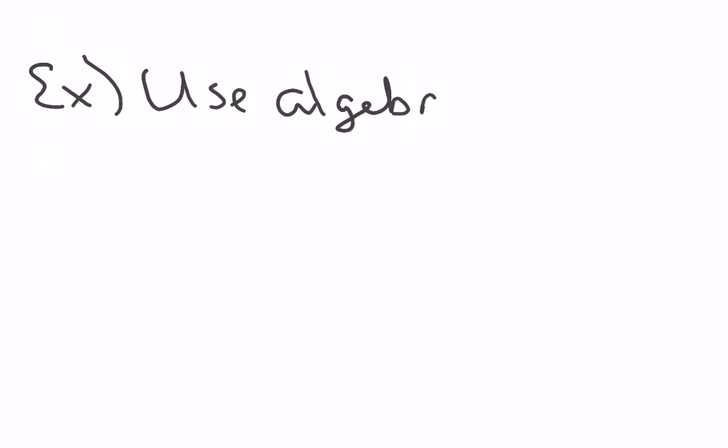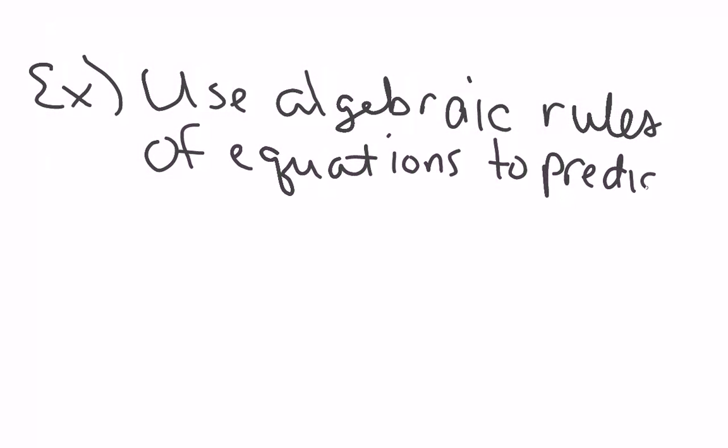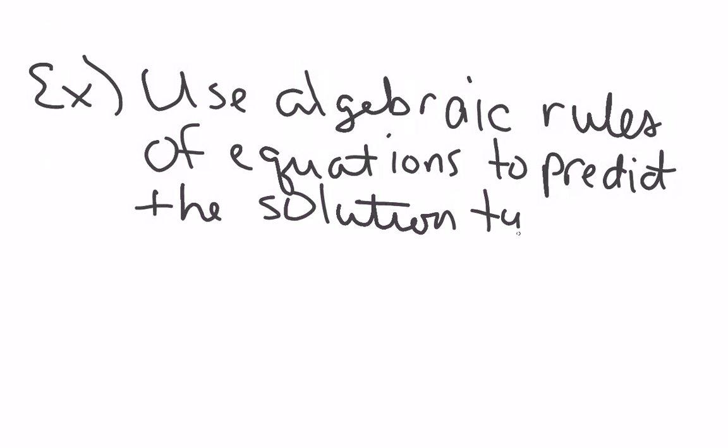And last example. This one, we're going to use algebraic rules of equations to predict the solution type. So we don't always want to have to graph them. We want to be able to tell without graphing what type of solution we are going to have. So here is our system that we're going to look at.